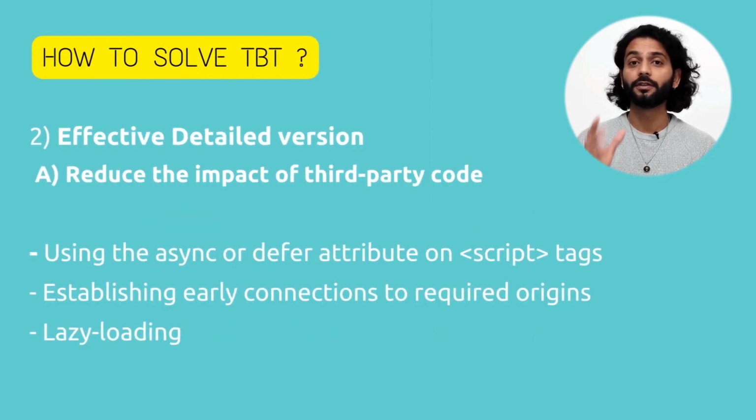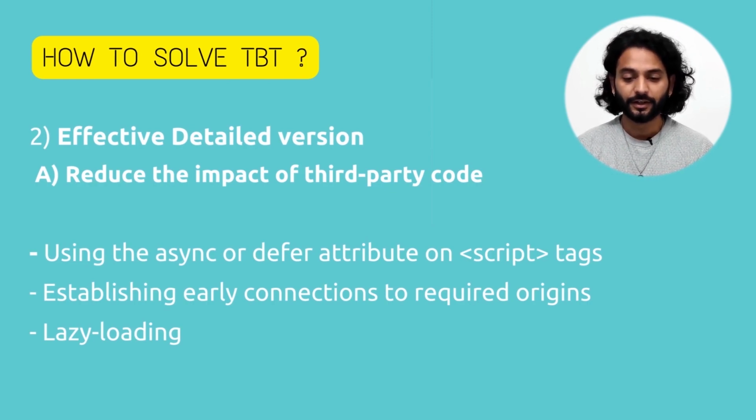I think if you don't understand, you can rewatch this video, and I promise you'll be able to solve TBT and FID on your website. Okay, the first thing, reduce the impact of third-party code. How can you do that? You can use the async or defer attribute for the script tags on your website. Establish early connections to required origins. You can use lazy loading.